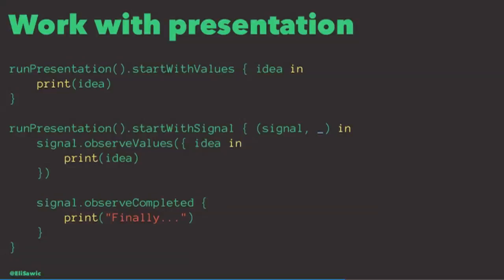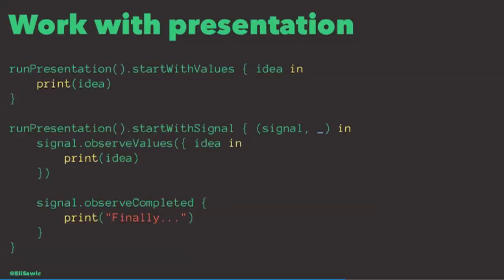You call RunPresentation, and what's important, nothing happens yet. If you call RunPresentation, what happens is you get this producer. In order to tell him that you want to get this work done, you have to call start with values. And then you will have access to values that come from the producer. Or you can say, okay, start with a signal. And then you receive a signal that you can subscribe to for many different events of that work.